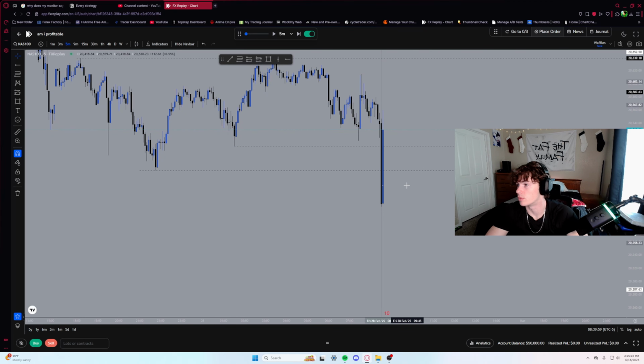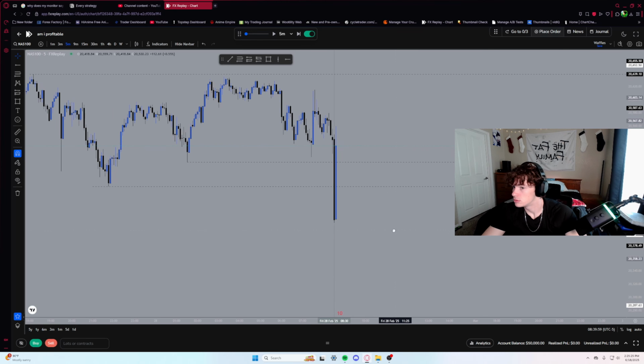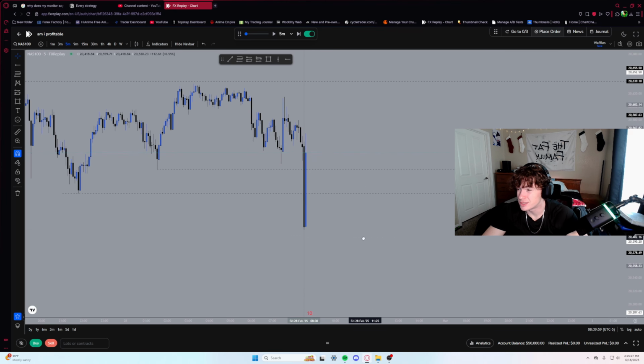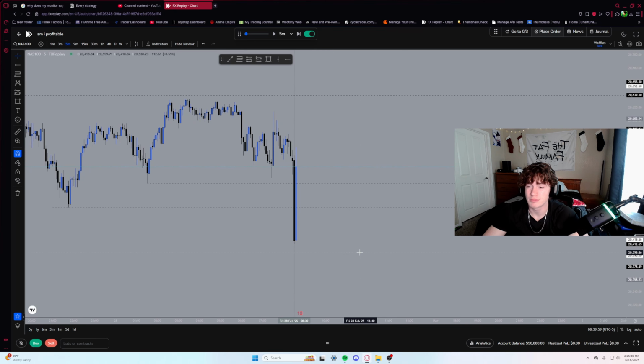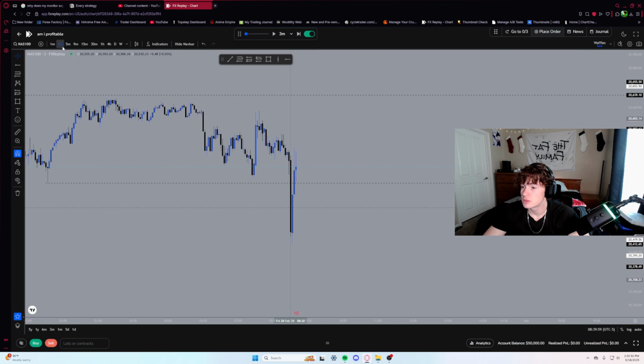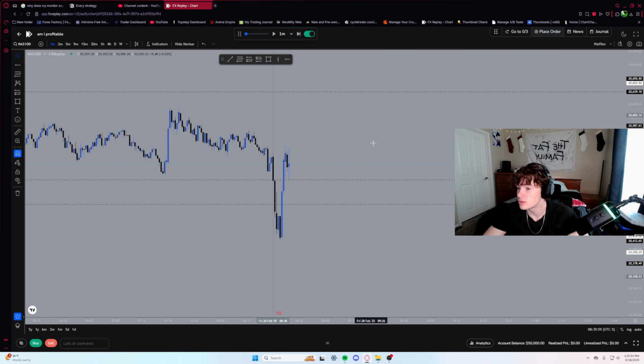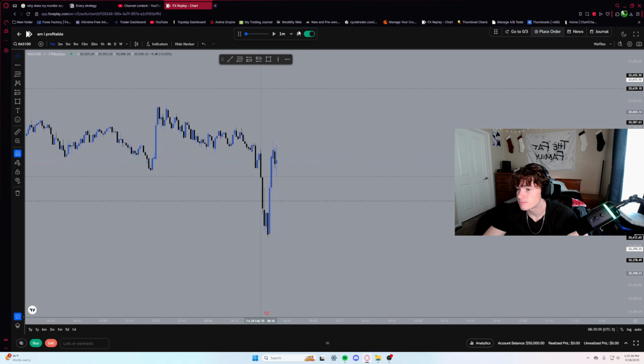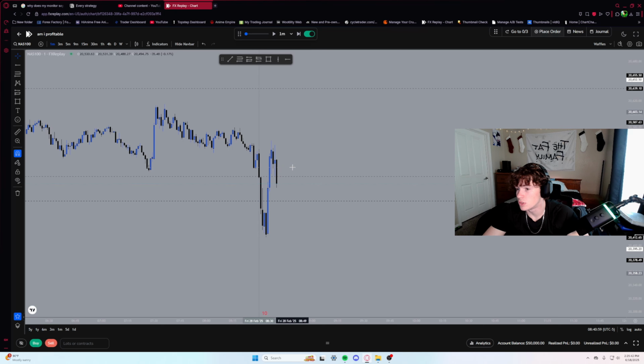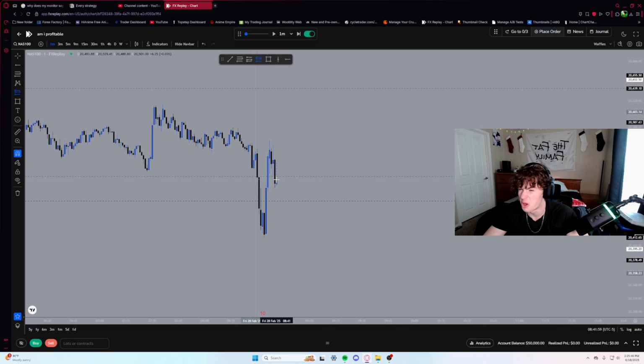So since it's swept liquidity, I mean, is there a reason for it to go down even more? Let's wait for it to break structure. Cool, let's wait for a retracement right here. And we short. Alright, right here.